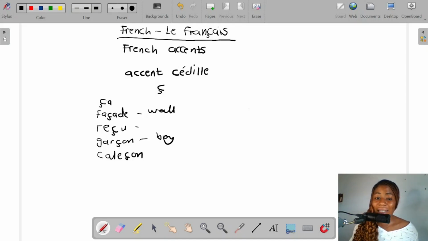Yes, so these words mean nothing to French people if you do not add accent cédille to them. They don't see it to be what you are seeing it. So the accent cédille is very important. It changes the sound totally. If you do not add accent cédille to where it's supposed to be added, the word becomes something else. And then French people will think that you do not know what you are doing. Meanwhile, you know what you are doing.